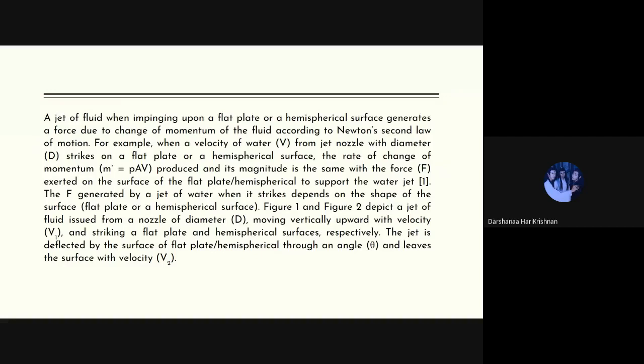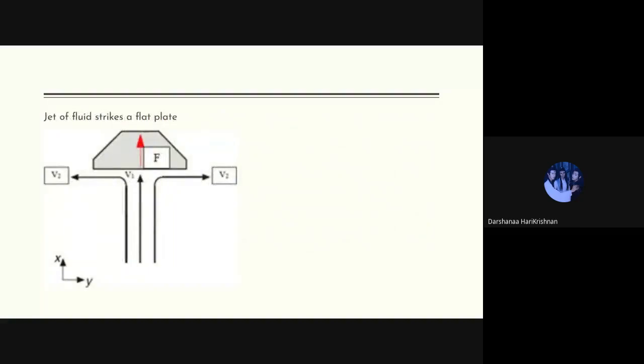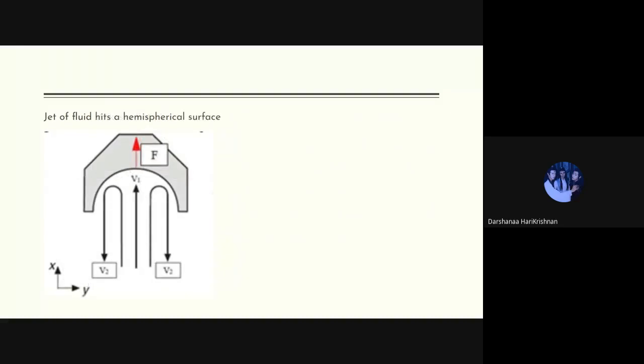The force generated by a jet of water when it strikes depends on the shape of the surface. Figure 1 and Figure 2 depict a jet of fluid issued from a nozzle of diameter d, moving vertically upward with velocity V1 and striking a flat plate and hemispherical surface, respectively. The jet is deflected by the surface of the flat plate or hemispherical surface through an angle theta and leaves the surface with velocity V2. Figure 1 depicts the jet of fluid when striking a flat plate. Figure 2 depicts a jet of fluid hitting a hemispherical surface.